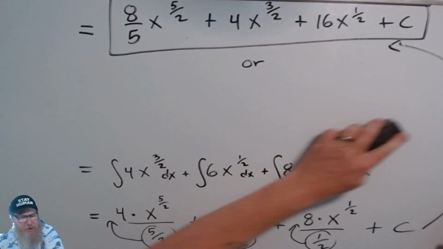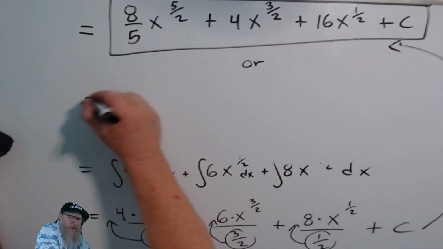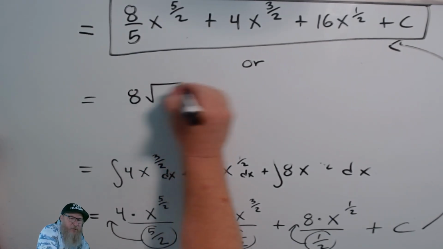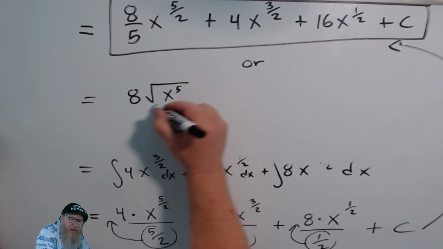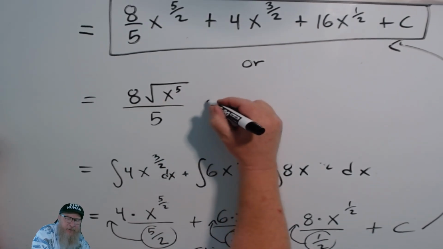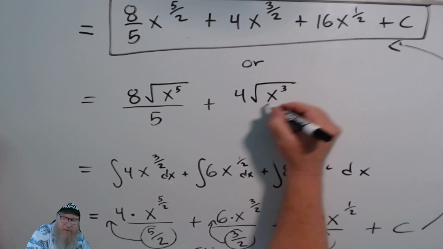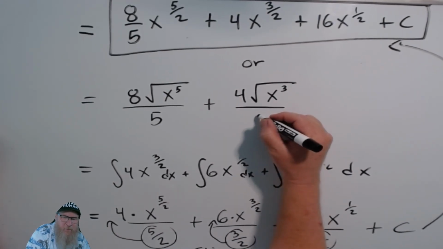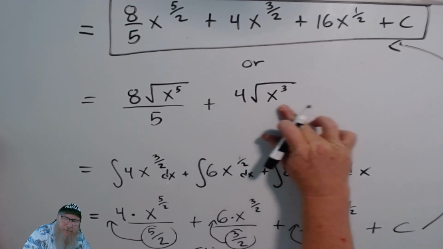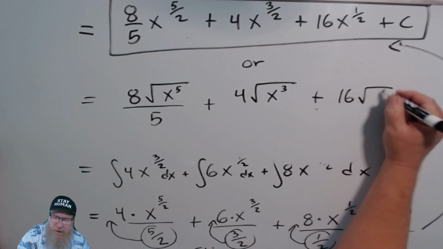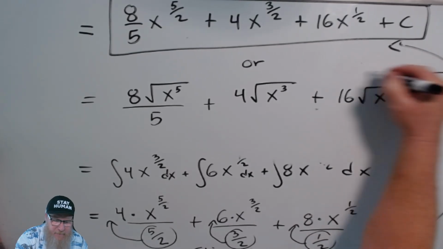Or, if you want to be a real show-off, you want to make it look real fancy, you write it like this. 8 times the square root of x to the 5th over 5 plus 4 times the square root of x to the 3rd over 1. You don't have to put over 1. Plus 16 times the square root of x plus c.